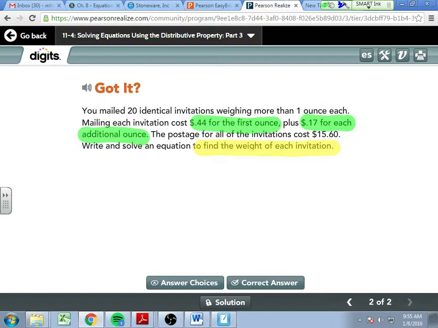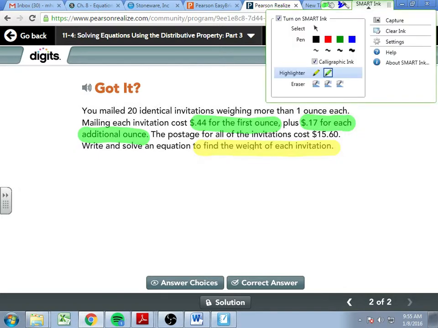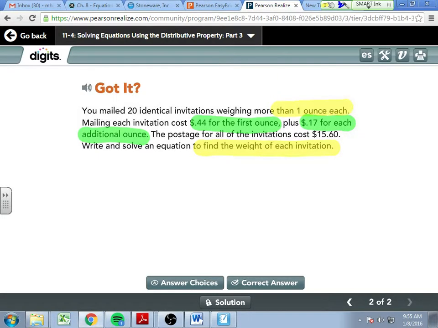James? I know what W is supposed to represent. It's supposed to represent how many. No, we know that there's 20 invites. Oh yeah. Olivia? They all weigh the same and they're more than 1 ounce. They all weigh more than 1 ounce.